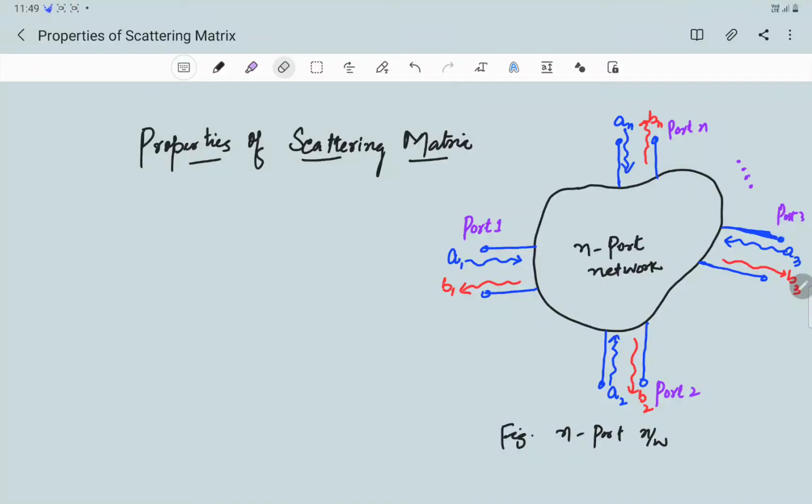I welcome you in this lecture on properties of scattering matrix. In the previous lecture, we have seen how the reflected and incident waves at different ports are related to the scattering matrix parameters. Now, the figure shows an N-port network.